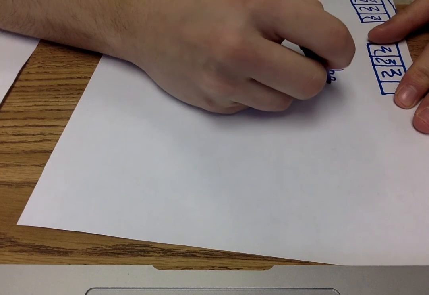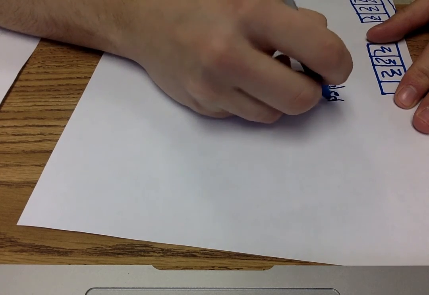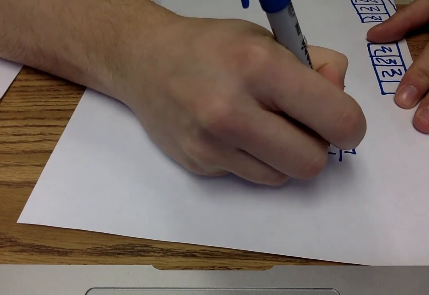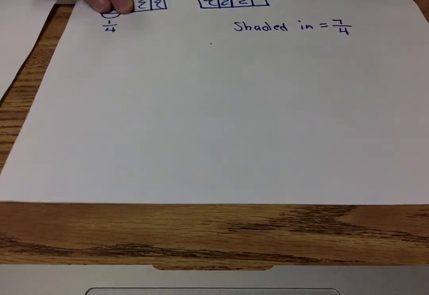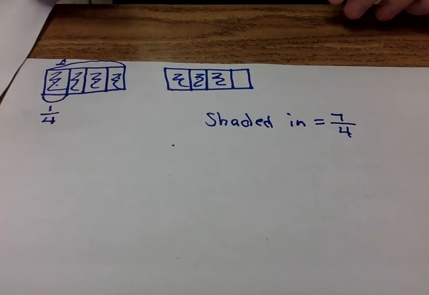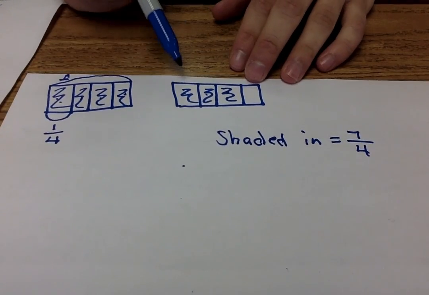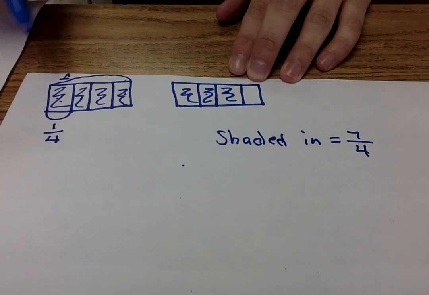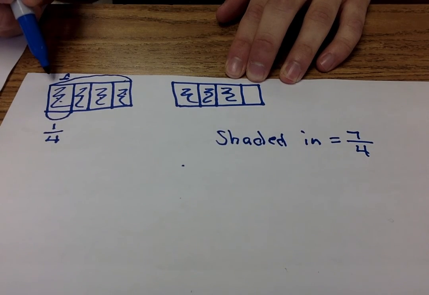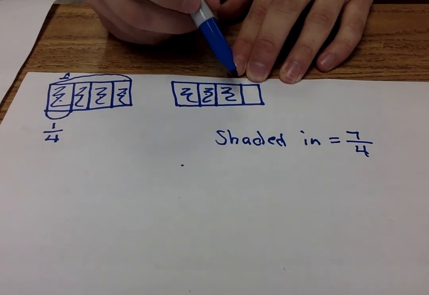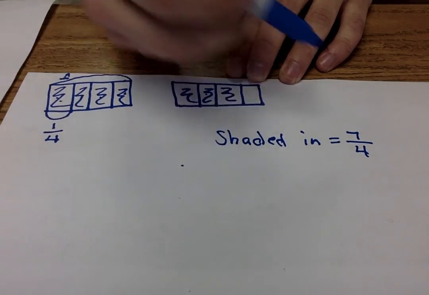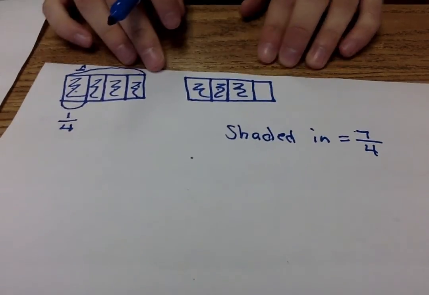So shaded in equals 7/4. Now, one mistake that would be really easy to make, and we need to be careful, is noticing that in our tape diagram, this is equal to one whole. So it's in fourths, it's not in eighths, even though there's 8 squares here. So that's why 7/4 is our fraction.